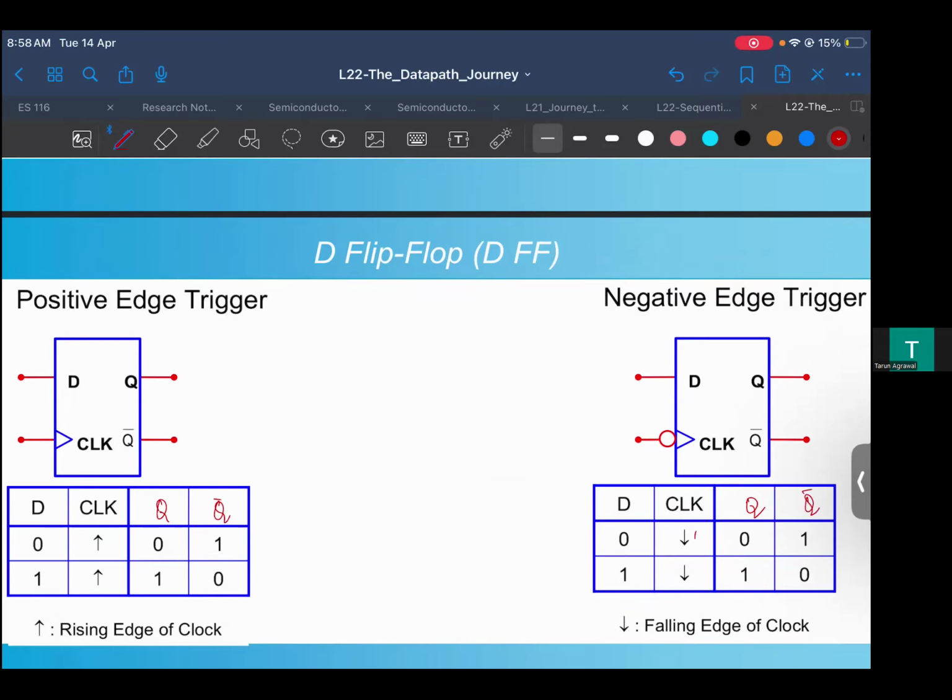Okay, so now we will go further with this circuit and see what else is there. So that is in the next bit of this video.